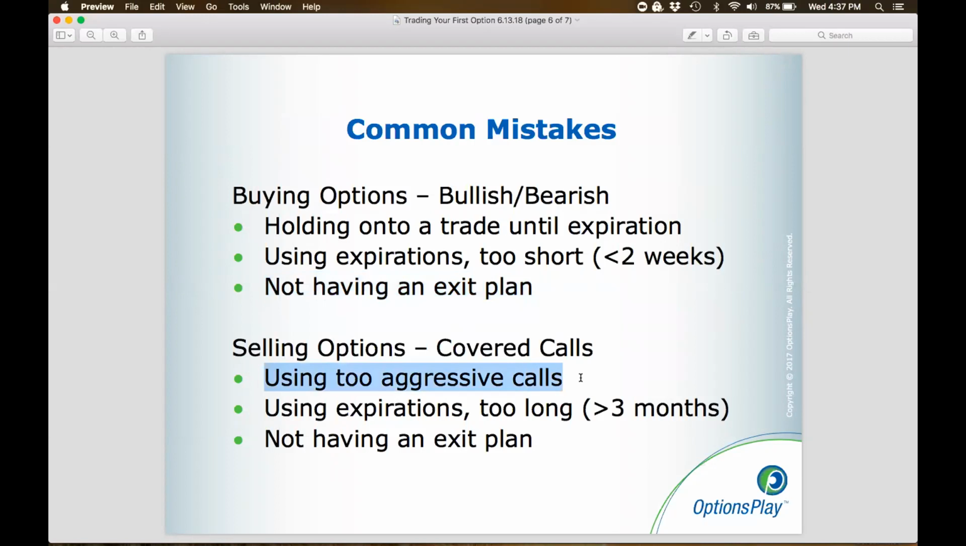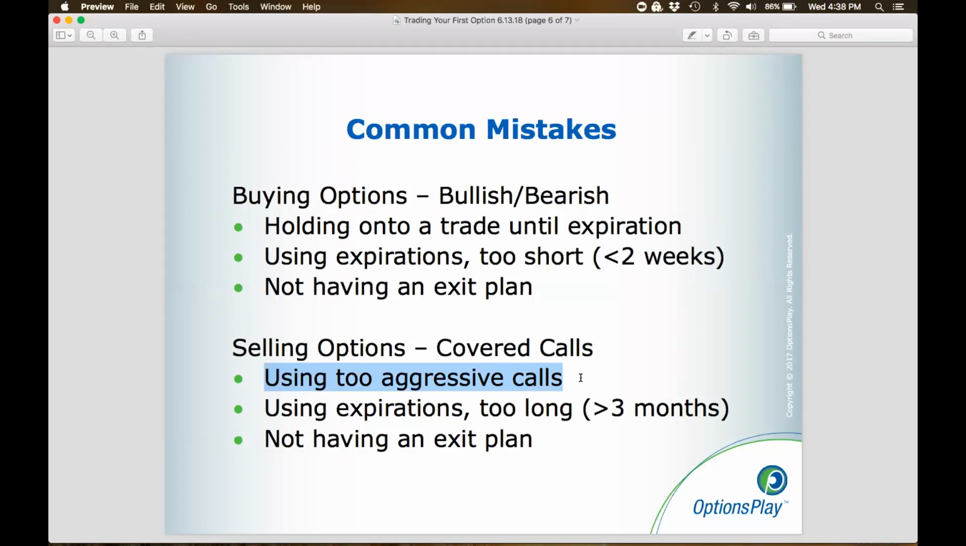And people do this because selling aggressive calls yields a higher amount of income. And higher income always looks attractive. However, higher income comes at a substantial cost, and that means that you typically have to sell your stock at a fairly low price. And this is something that I'll explain to you in a few seconds, but selling too aggressive calls usually ends up having your stock get called away.